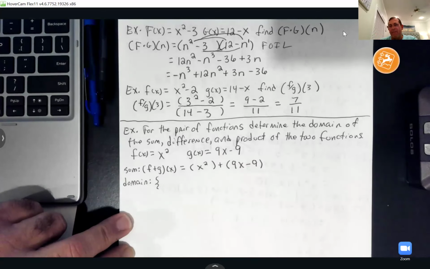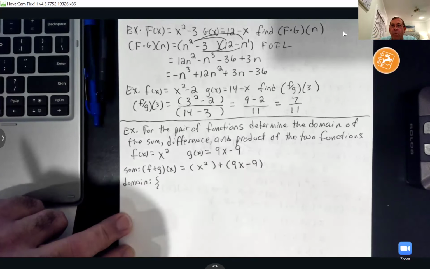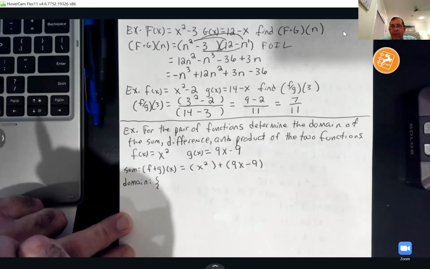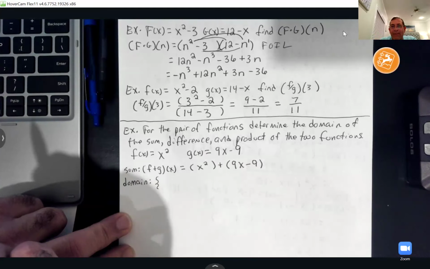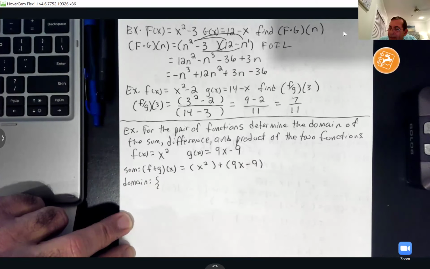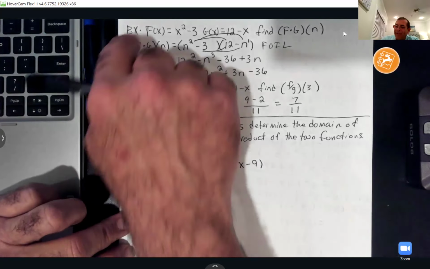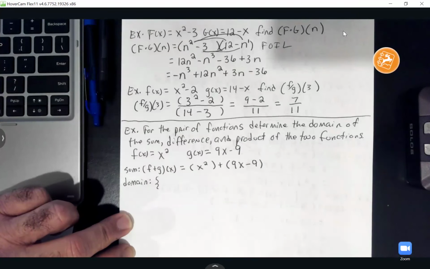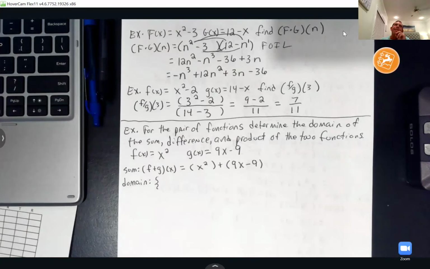Better yet, remember the other day when we did domain, what was the only thing I was looking for in those functions? The x. I think she said the x. Well, think. Why?